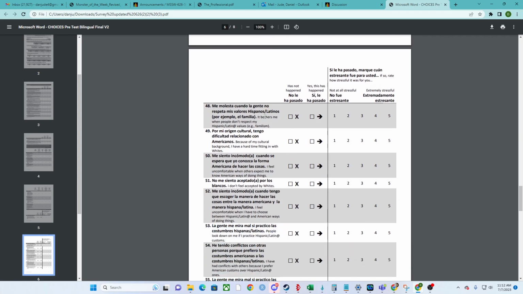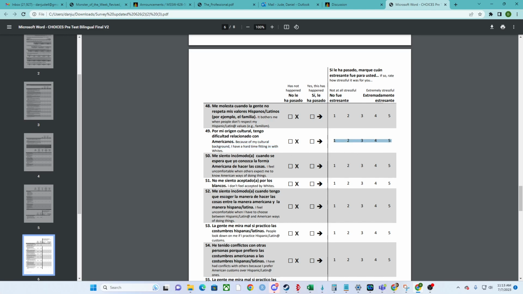I think you've got to go down this question. It bothers me when people don't respect my Hispanic Latin values, for example, familialism. Because of my cultural background, I have a hard time fitting in with whites.